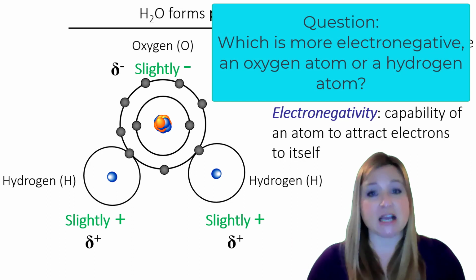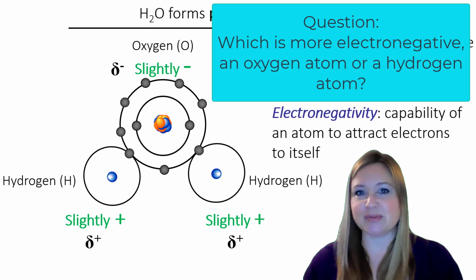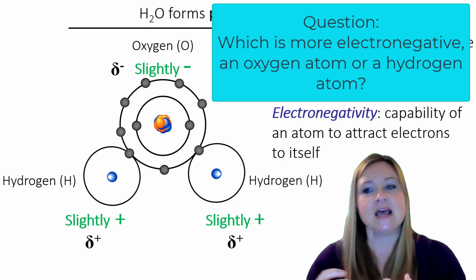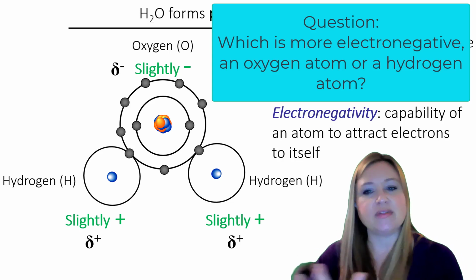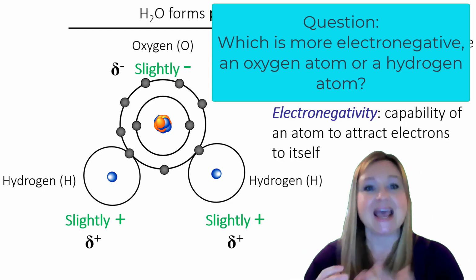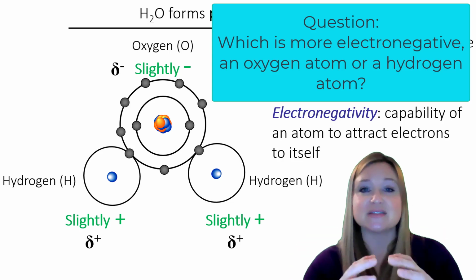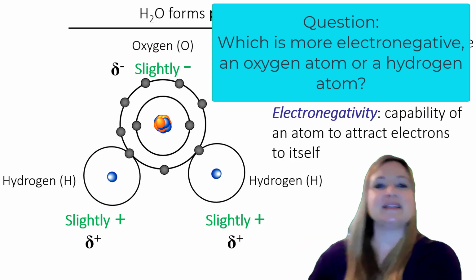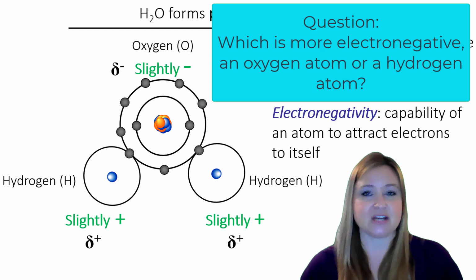Okay, oxygen or hydrogen, which one is more electronegative? The answer is oxygen, which you probably got because we talked about it. The electronegative atom is the one that's going to be able to attract the electron with a greater force. And that's oxygen here. Oxygen, with its 8 protons, those 8 positive charges in its atomic nucleus, is able to attract that electron more strongly than the hydrogen atoms are.